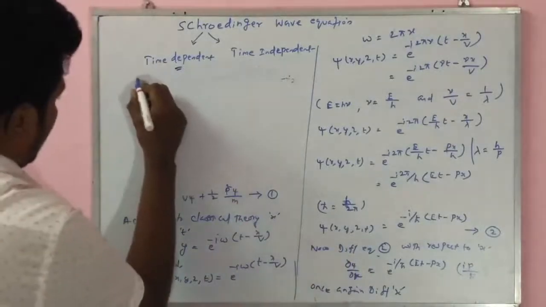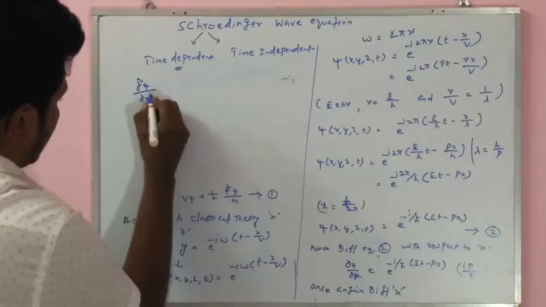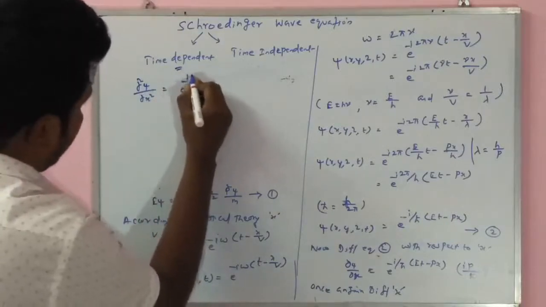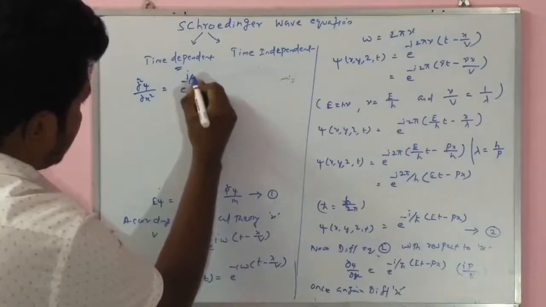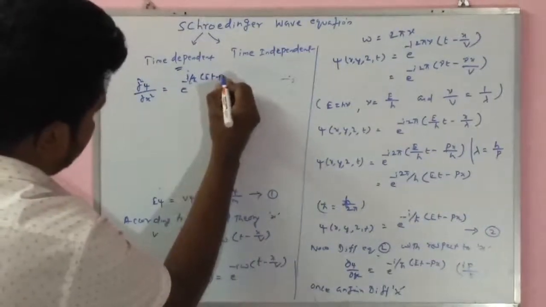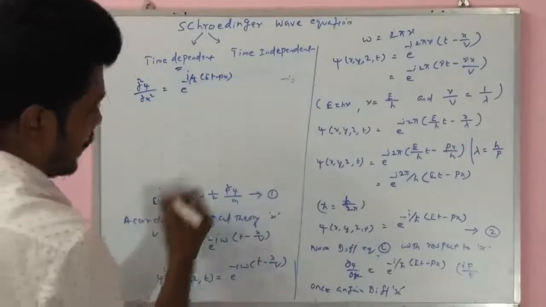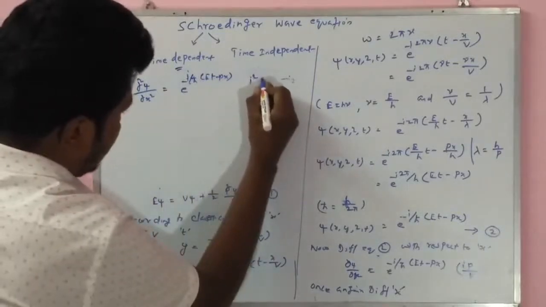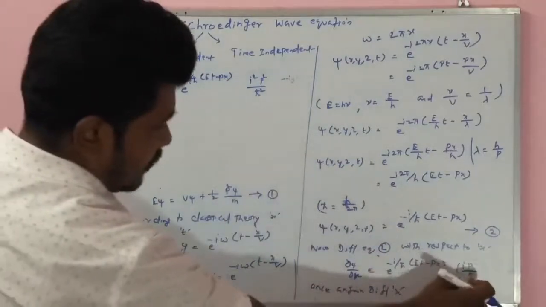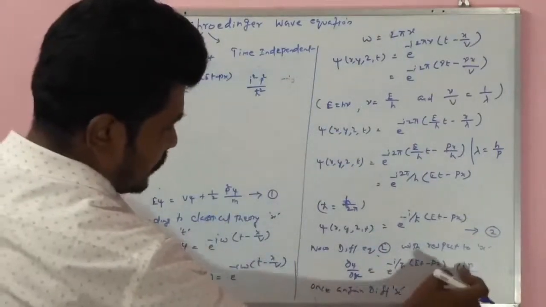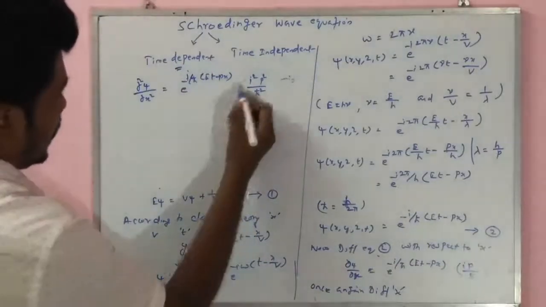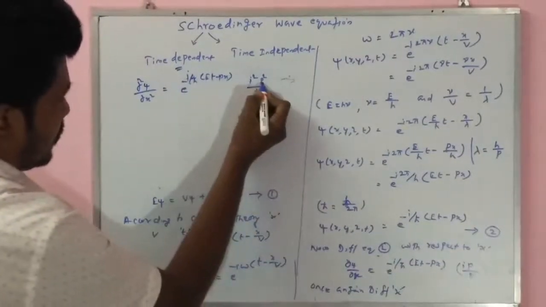So ∂²ψ/∂x² equals e^(−i/ħ (Et − px)) times i²p²/ħ². Okay, the same values with the same values. So that value is equal to i²p²/ħ². The other differentiating values, here my i²p² values.